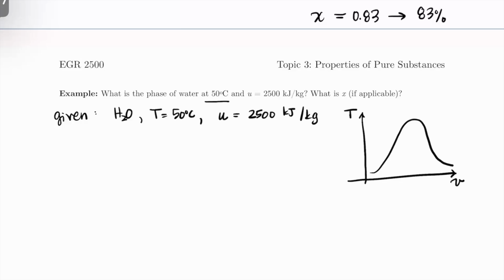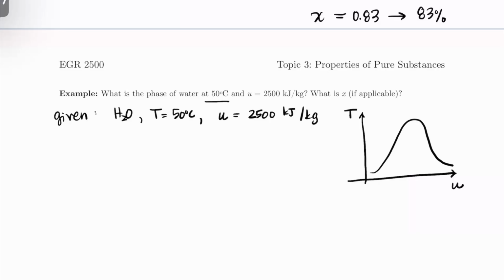All right, so sorry, not TV. We're going to do a TU diagram now. Right, so kind of the same idea as that last example that we did, but now instead of the specific volume, we're looking at specific internal energy. Okay, so the strategy is the same.